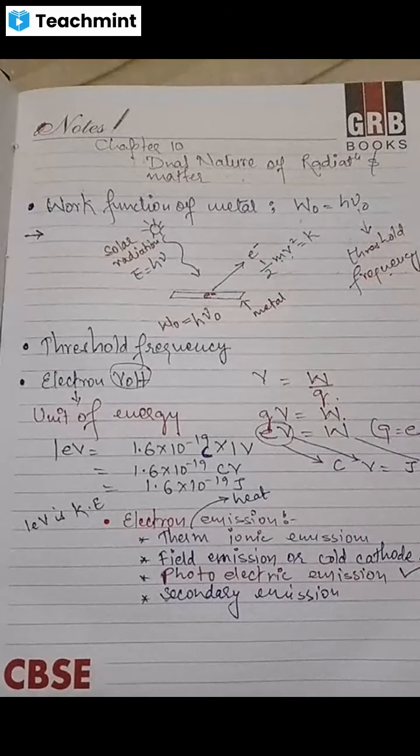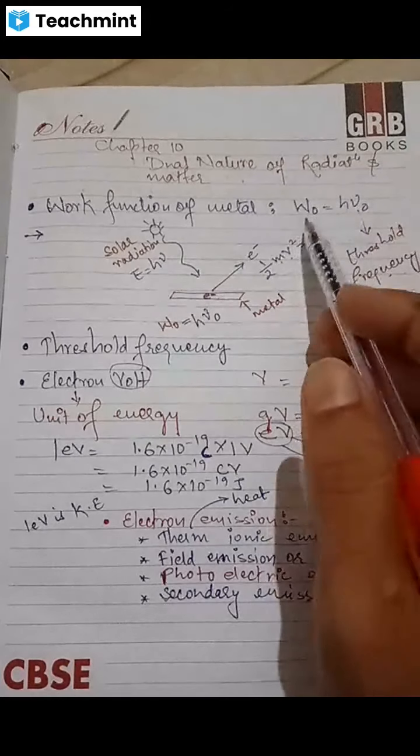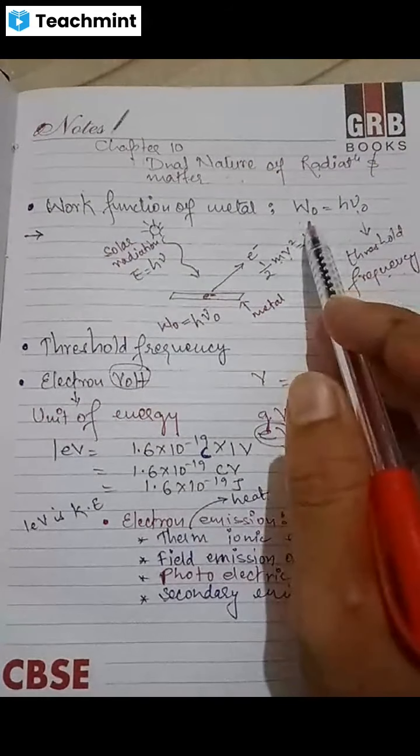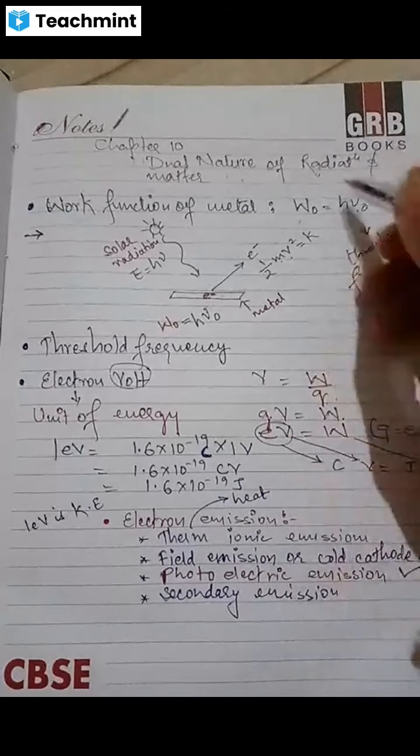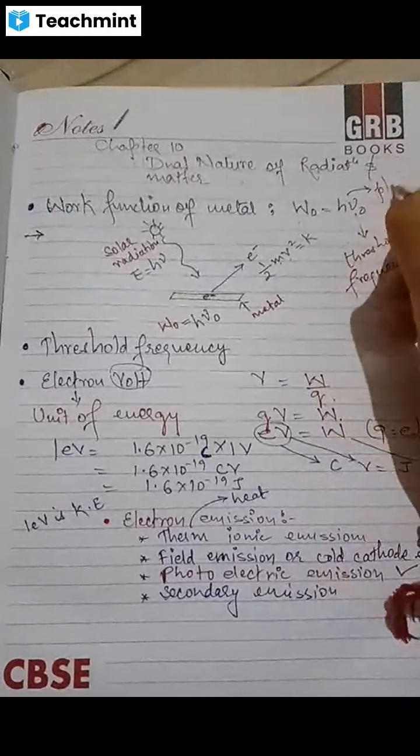Now, what is threshold? When you talk about the concept of threshold, dear students, it represents the minimum value of the frequency which is necessarily required to make an electron get ejected from the surface of the matter. Whereas W naught represents the work function. So the work function W naught is equal to h nu naught, where h, I hope you already know, is Planck's constant.